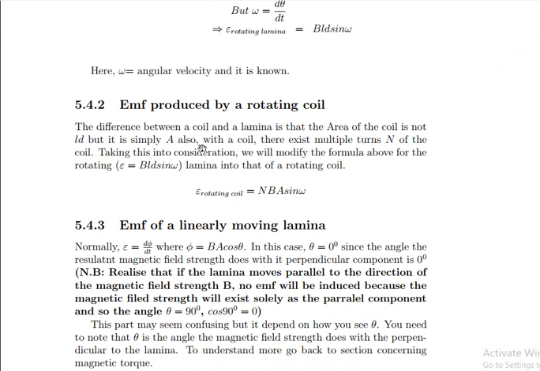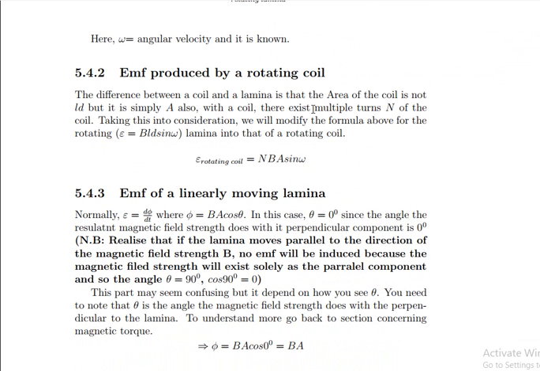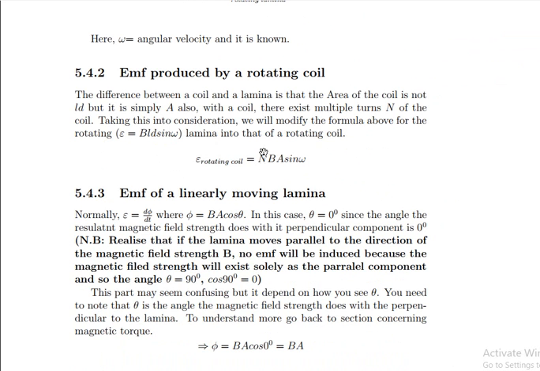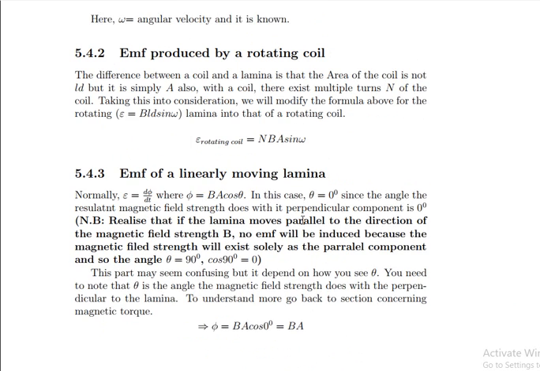Now let's visualize the EMF produced by a rotating coil, provided that the rotating coil has N number of turns. If it has N number of turns, we are going to have the EMF of the rotating coil equal to NBA omega sine theta.